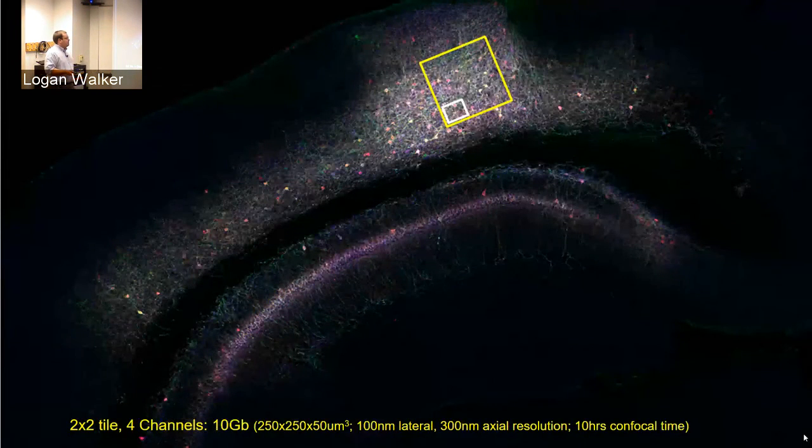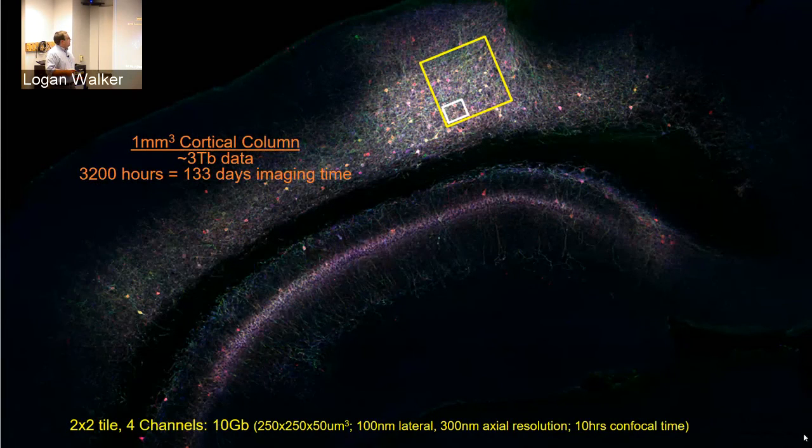So this is an approximation that Darwin did a while back. If you look at a 1 millimeter cube cortical column, which is a repeating structure in the mouse cortex, and you image it at these resolutions using a confocal microscope, it'll generate about 3 terabytes of data and take 3,200 hours of imaging. Besides the technical difficulties of dealing with that, it's basically impossible to run a microscope for 133 days without something breaking.